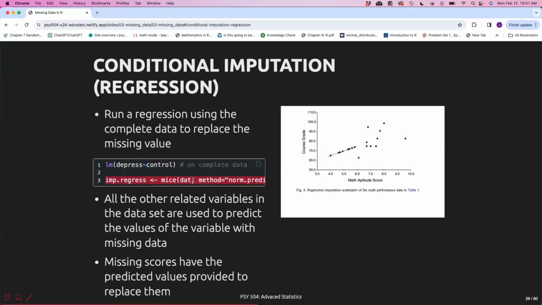And this could be easily done with the mice package. There's a method called norm.predict that will perform this type of imputation. I'll go over some of the arguments in a bit, but this is how you would do this in R. But as Ari nicely put it, this does not include the error associated with the model. We're just getting the predicted values that fall on the line. There's no error associated with it.